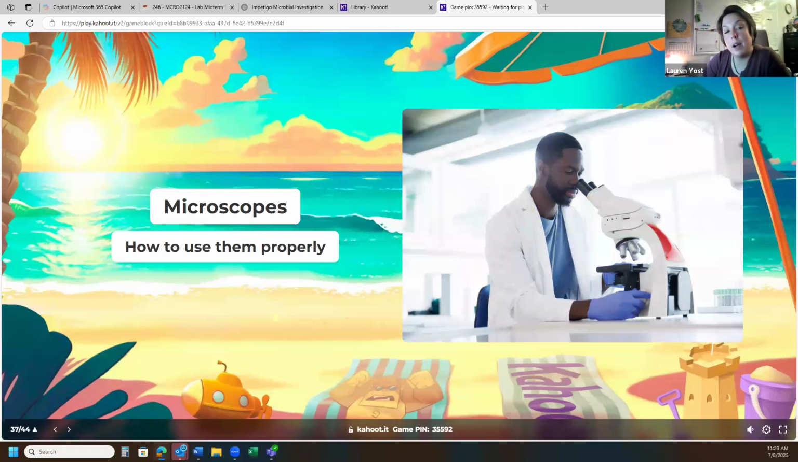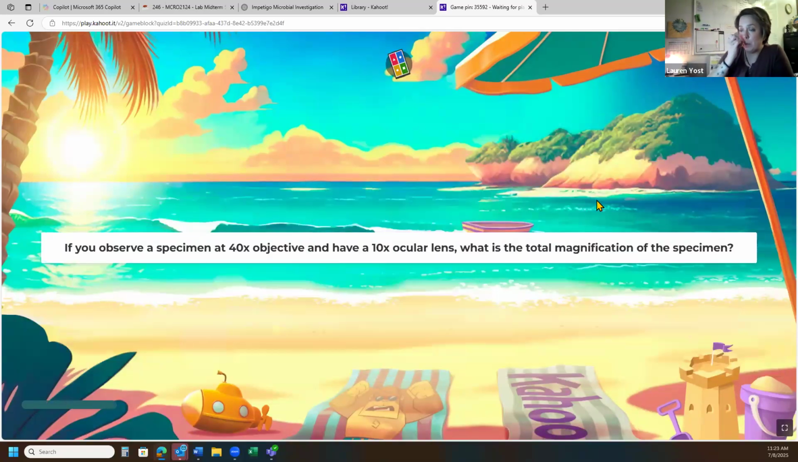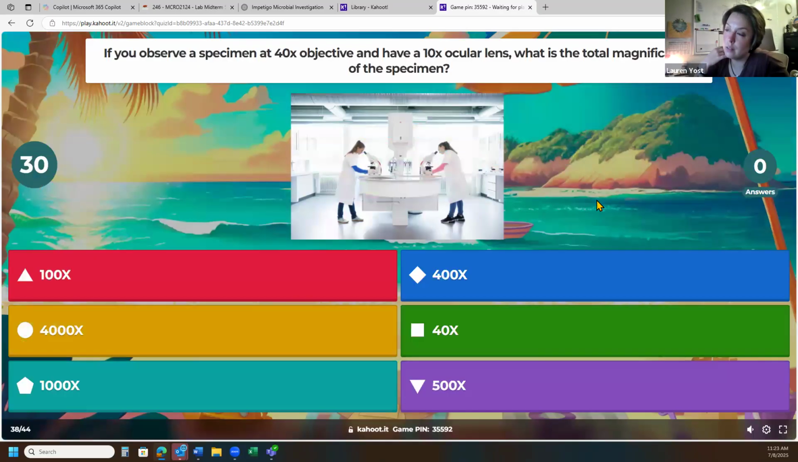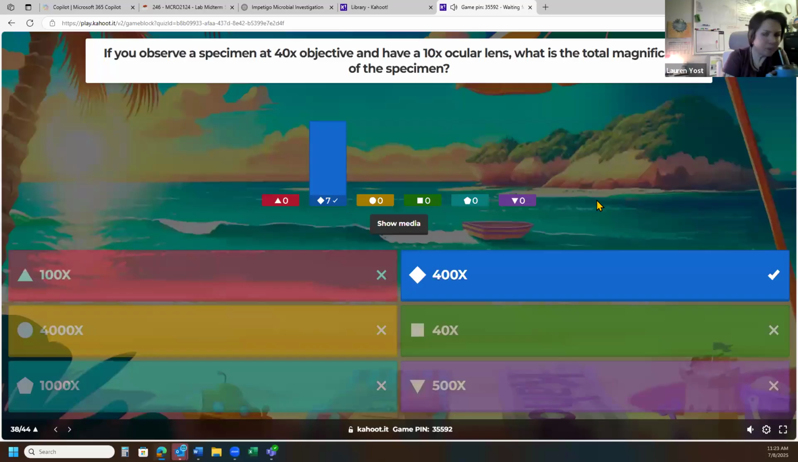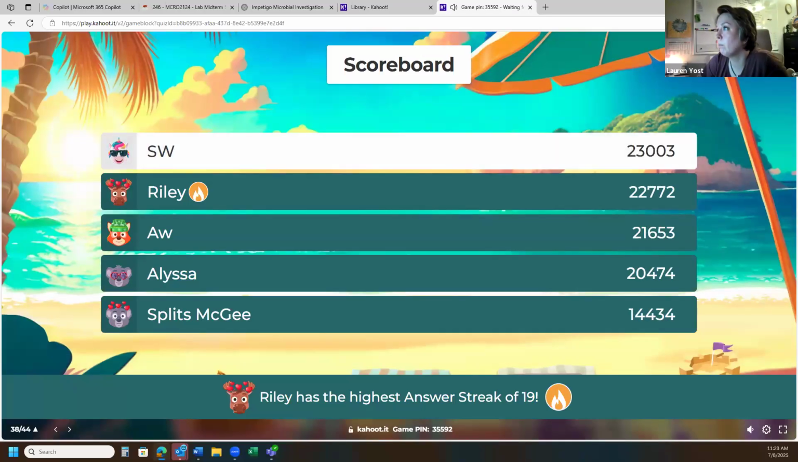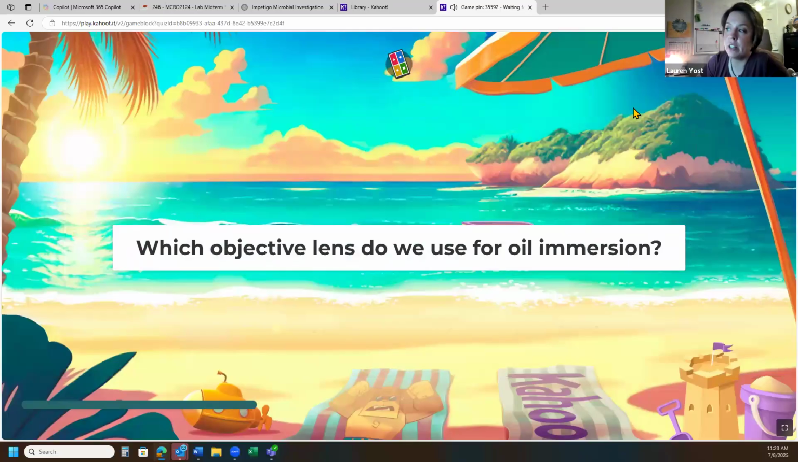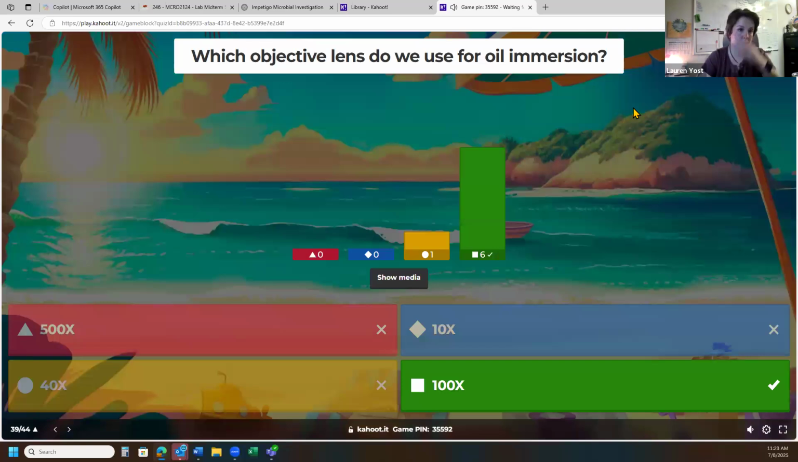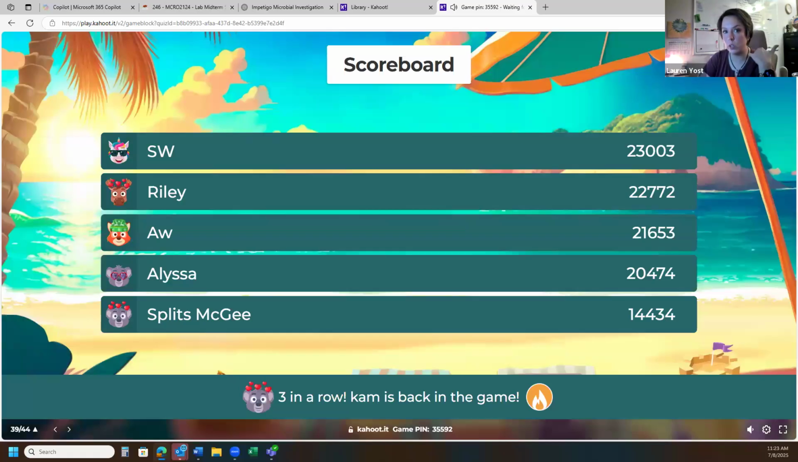All right, microscopes and how to use them properly. If you observe a specimen using your 40x objective lens and have a 10x ocular lens, what is the total magnification? Very common question on my test. Exactly, you multiply it, you get 400. Beautiful. Which objective lens do we use for oil immersion? In our microscopes, which one? Yep, that's the 100x. 100x is oil immersion, and you always use the oil with it.